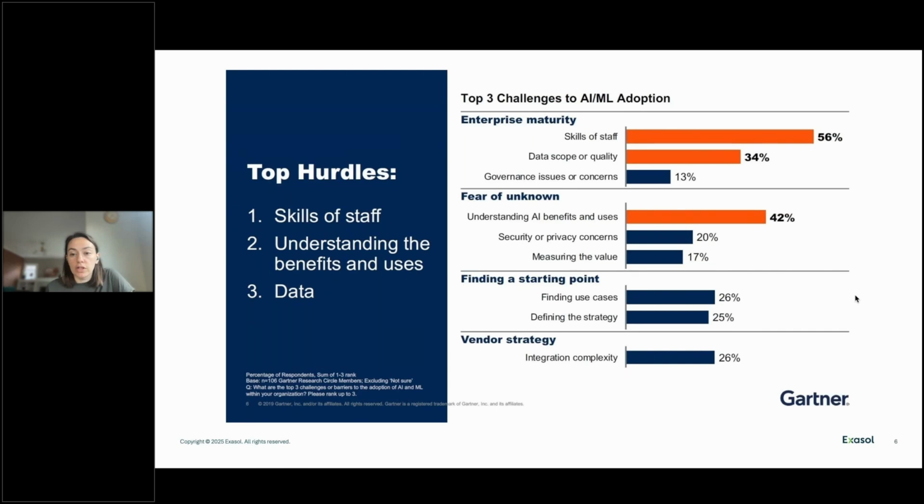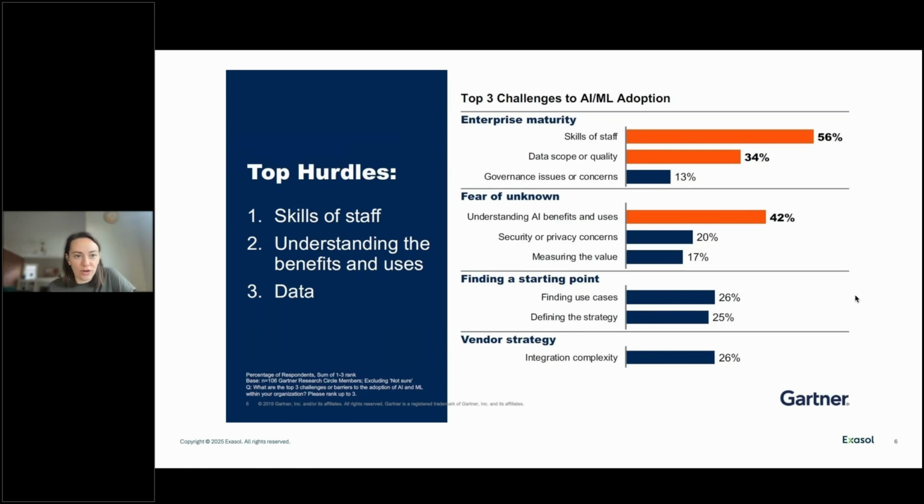So enterprise maturity is the top one, and that's just skill set. Some of this means hiring new people, some of this means up-leveling and training people. Some of this just means that this technology is really new and everyone's still learning about it. So we really have to invest in learning and developing our own teams and our own skills when it comes to AI.